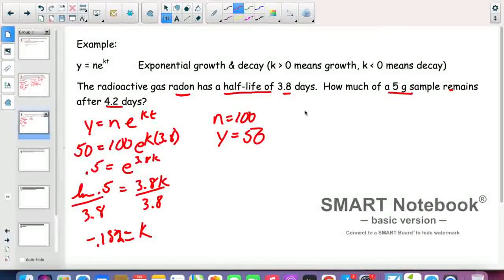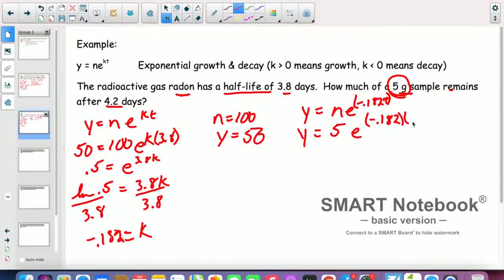So that leaves me with my new equation, y equals N e to the negative 0.182. So if I plug in, using the information they gave me, how much of a 5-gram sample, that's my N in this situation, remains after 4.2 days. So we're trying to find y. When we start with 5 grams, our k value is the negative 0.182, and we're multiplying by the 4.2.